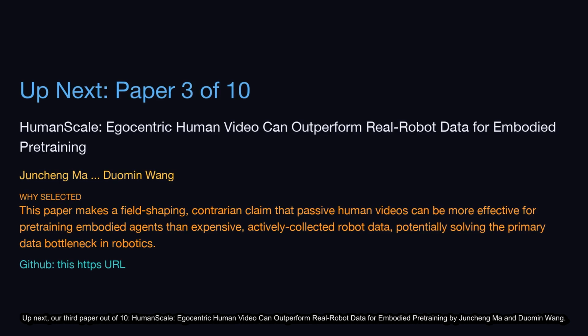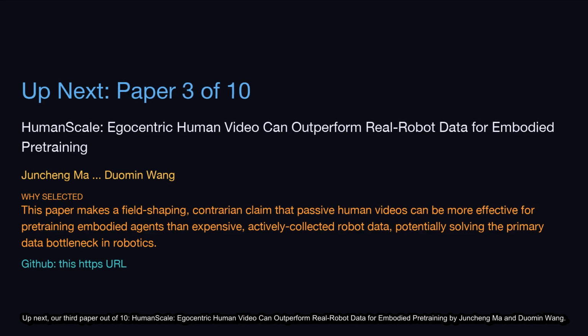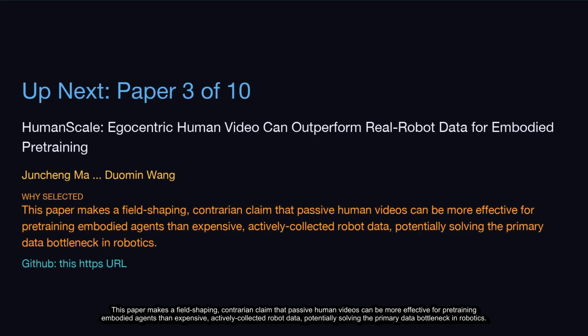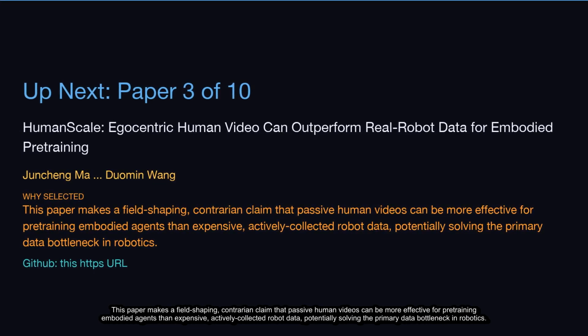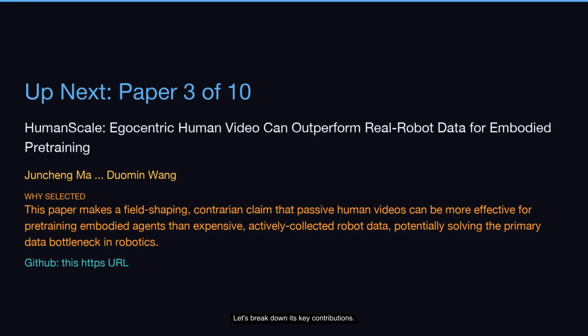Up next, our third paper out of 10, HumanScale. Egocentric human video can outperform real robot data for embodied pretraining by Junsheng Ma and Duomin Wang. This paper makes a field-shaping, contrarian claim that passive human videos can be more effective for pre-training embodied agents than expensive, actively collected robot data, potentially solving the primary data bottleneck in robotics. Let's break down its key contributions.